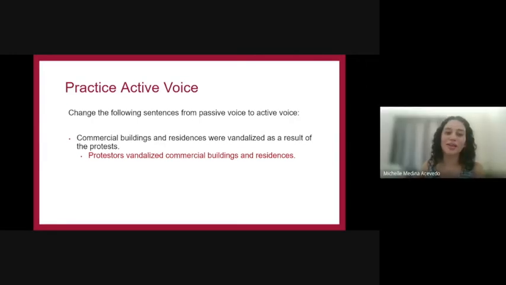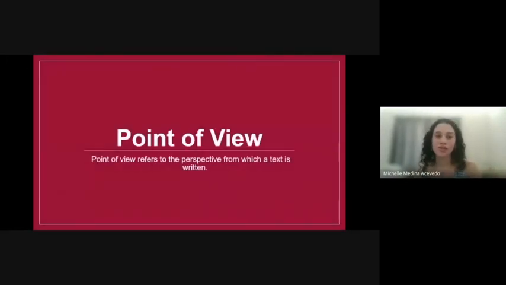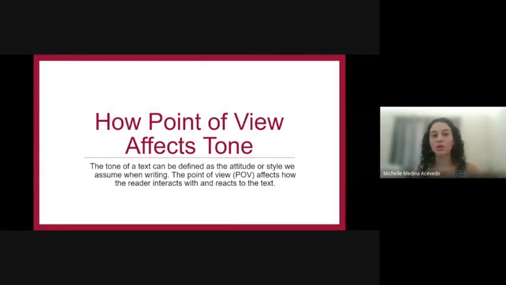Okay, so now let's go into the last element of academic writing that we are going to be discussing, and that is point of view. Point of view refers to the perspective from which a text is written. Now, point of view affects the tone, and the tone of the text can be defined as the attitude or style that we assume when writing. So the point of view affects how the reader interacts with the text.